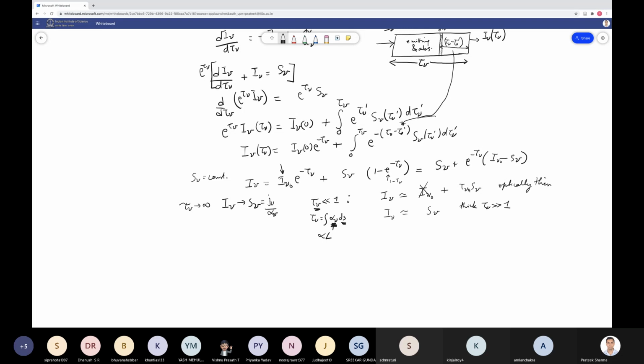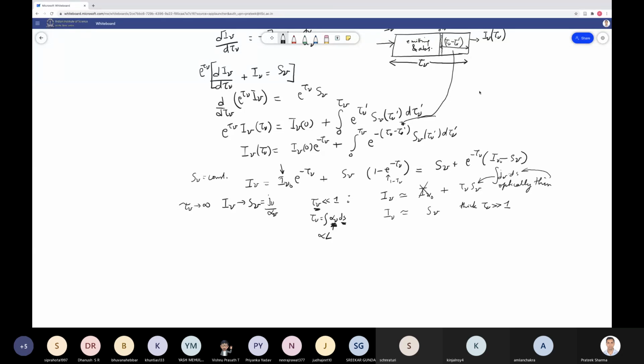Right, so you can see here tau nu S nu. We can actually write this in terms of J nu, which it should be. This is just J nu ds, because tau nu is alpha nu ds. So tau nu S nu is just J nu ds. So in an optically thin medium, you recover the same expression, but you can write it in terms of this.